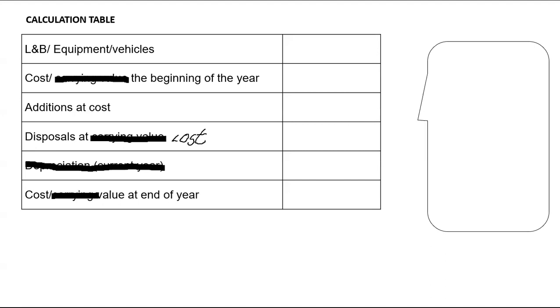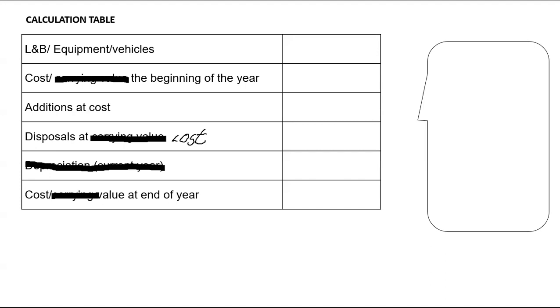So if you were asked to calculate the cost price of equipment purchased, they'll probably give you the cost price of equipment at the beginning of the year. You won't have additions at cost. They will give you the cost of the equipment that was sold. You won't need depreciation, and they will give you the cost price of all equipment at the end of the year. And then you just have to use the reverse operation to calculate additions at cost. Okay. Now let's say this is just hypothetical.